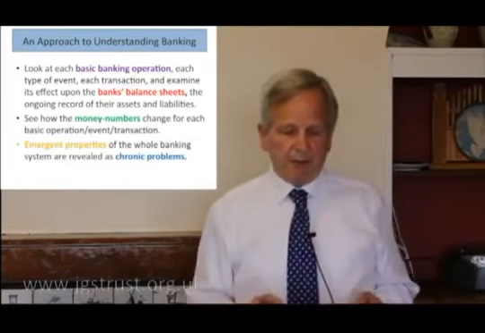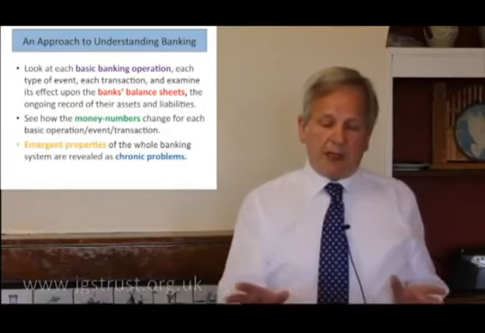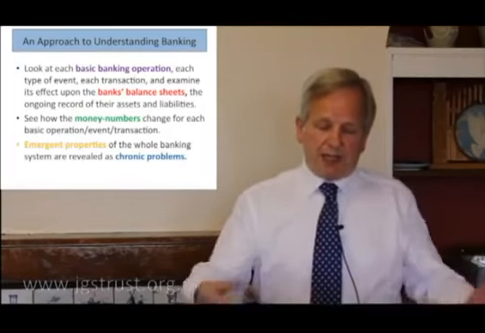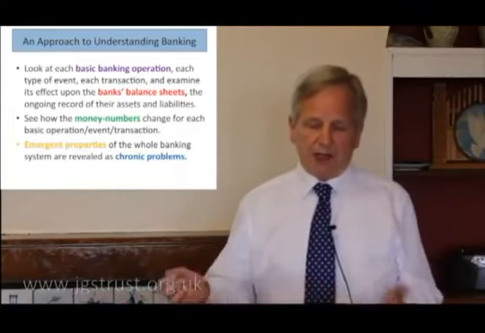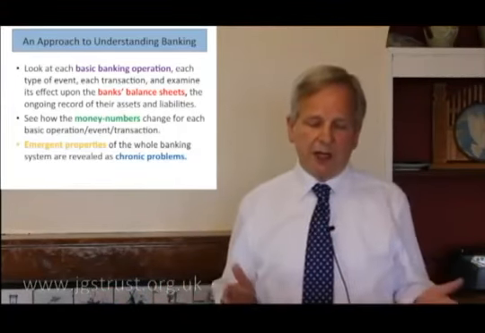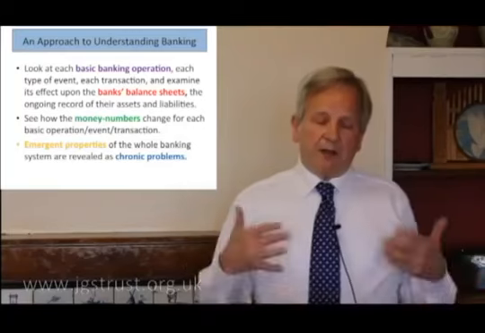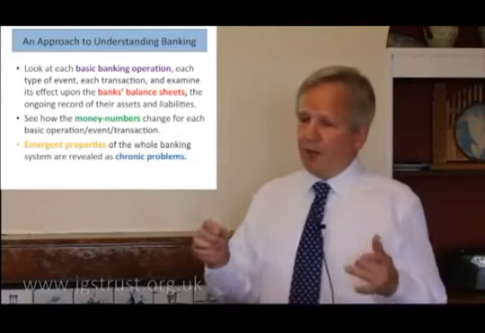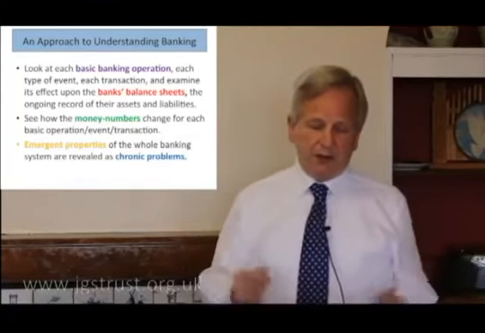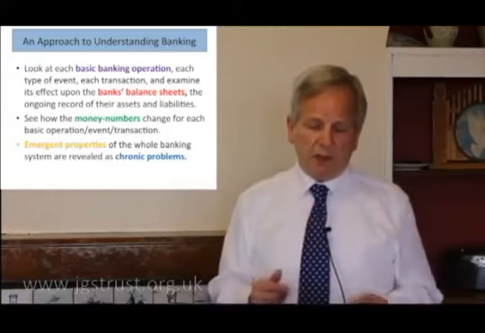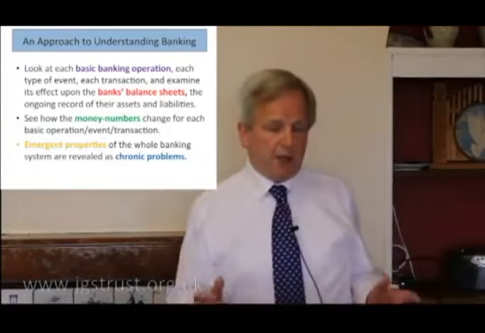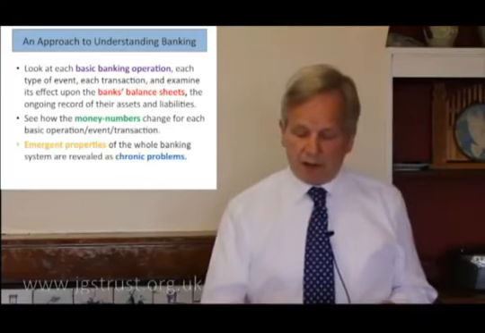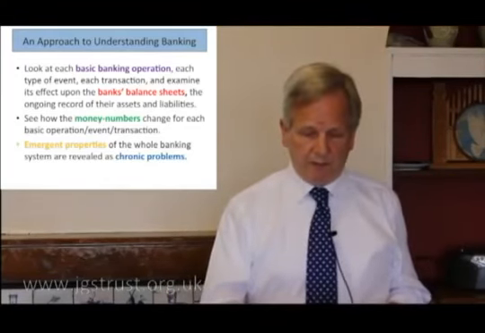We'll see that. So then we see how these money numbers change for each basic operation, putting money in, taking it out, transactions, moving it from one account to another. And you can see then from this bottom-up approach, going from the particular to the general, from the detailed to the more global picture, that emergent properties of the whole system are revealed as chronic problems.